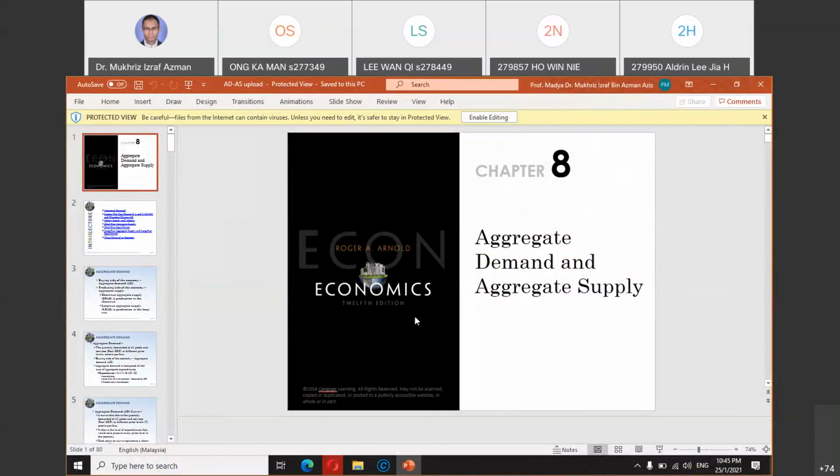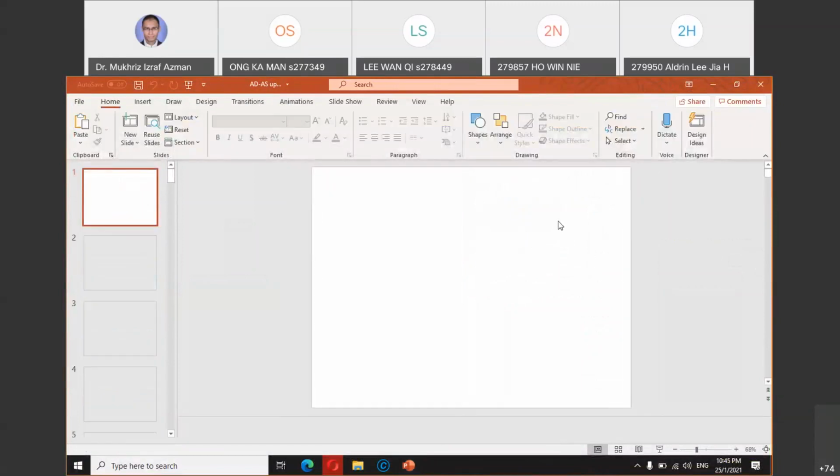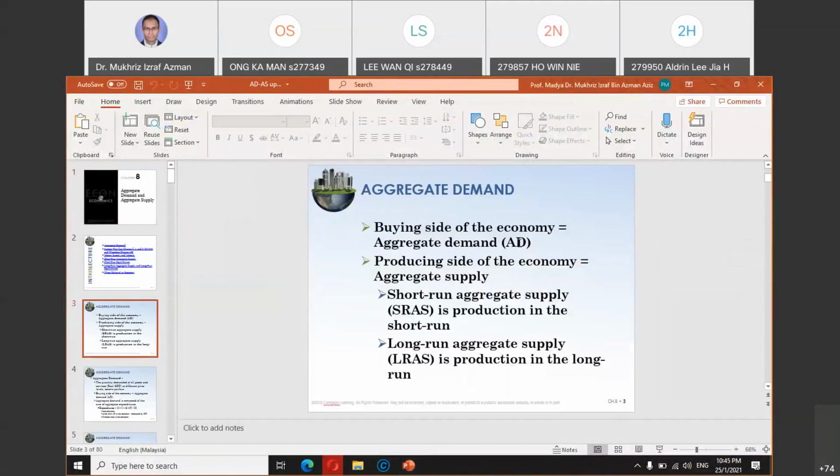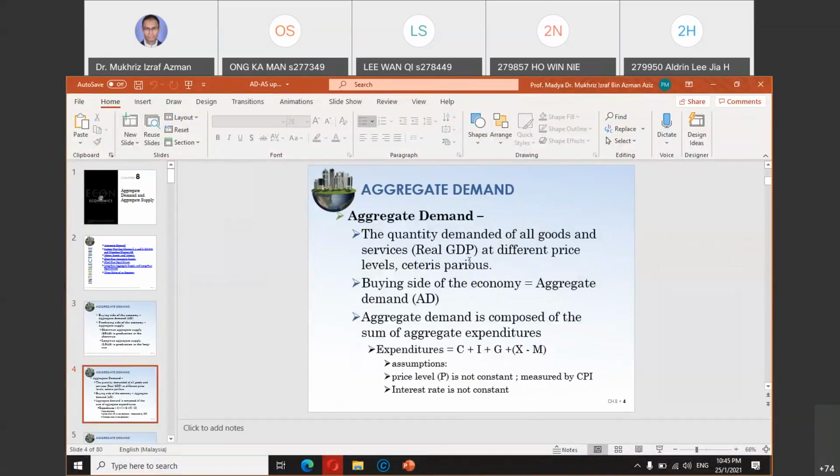Some of the questions will be, first and foremost, what do you understand by the aggregate demand curve? When you plot aggregate demand, what does it mean? Demand is just like demand from the microeconomic side: the consumer or the people. Aggregate supply is the producer or the seller. So aggregate demand is about consumers, and aggregate supply is for the producer or the seller.